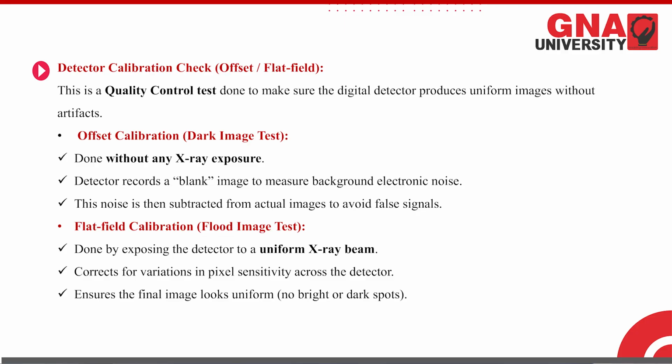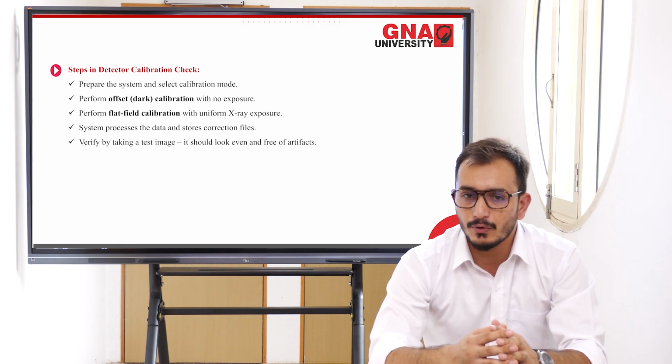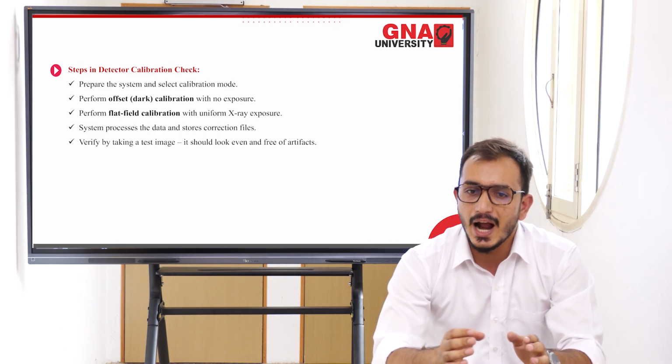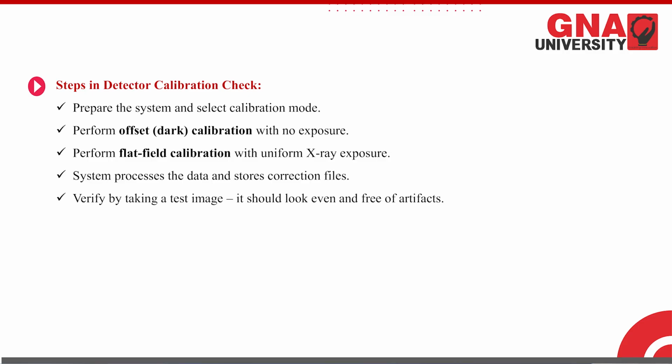This is another test which we perform on the detectors to check any non-uniformity in image production. And another thing is how this detector calibration test is performed in the machine. Now prepare the system and select the calibration mode, that is for dark image or offset calibration, or flat field calibration. We have to check which mode we want to run. Accordingly we run that mode, and the system processes the data. Flat field calibration is done with exposure and offset dark calibration is done without exposure, and all the data is processed in the system and stored correctly.